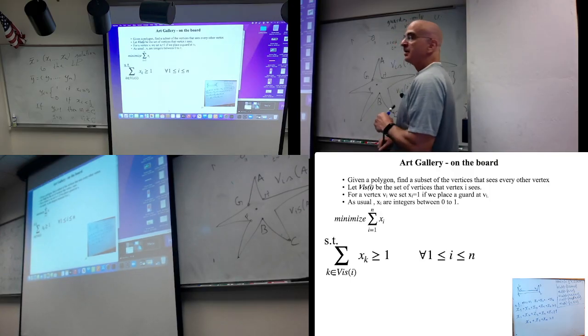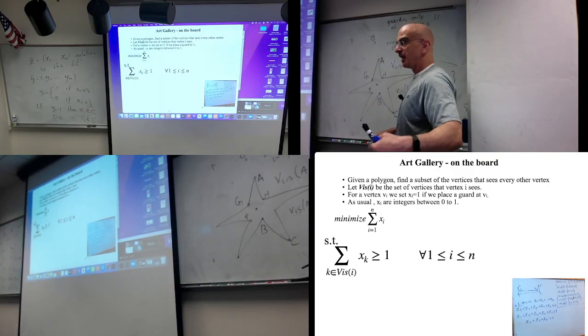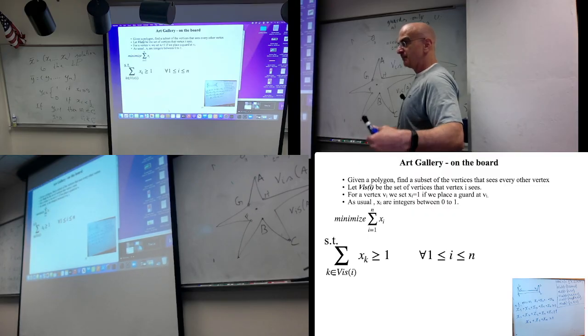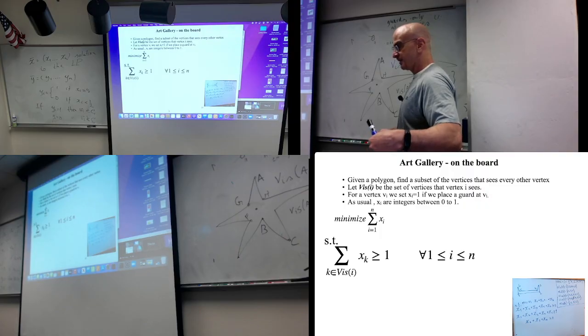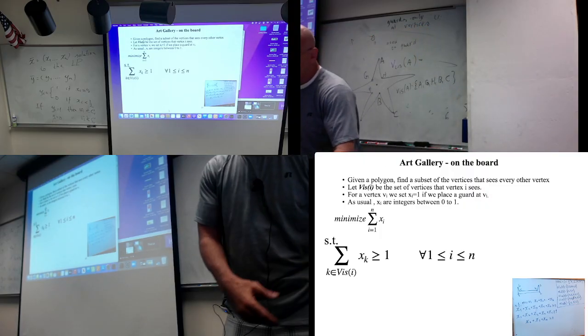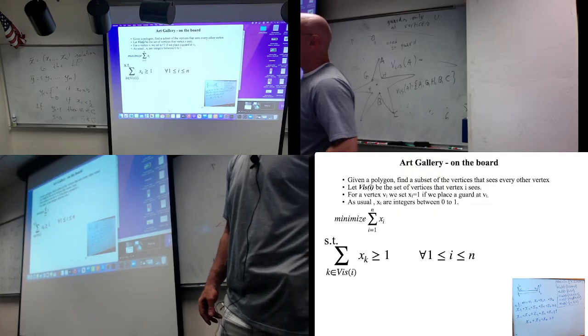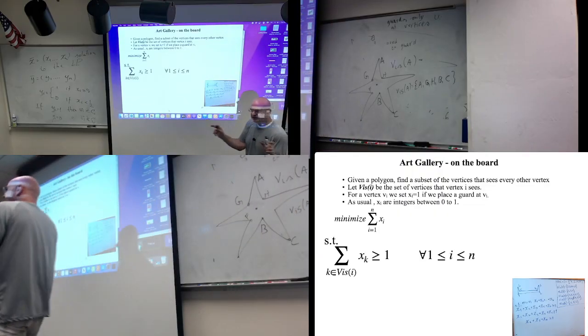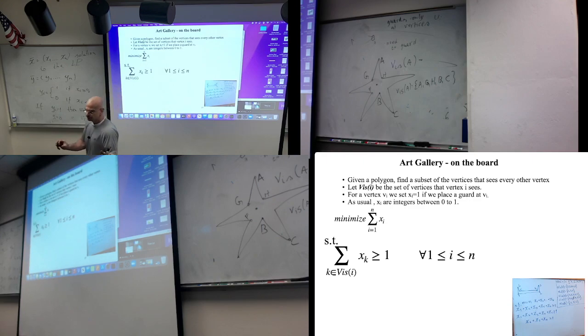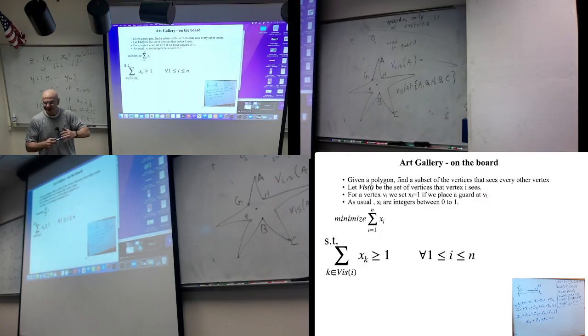So now I want to find an ILP to find the minimum set of guards so that every vertex is covered, every vertex is seen by one of my guards. I'm using these two words, guard and vertex. But a guard is just one of the vertices that I picked, that I place a camera on. So a guard must be on a vertex, but not the other way around. And trivially, a guard sees itself.